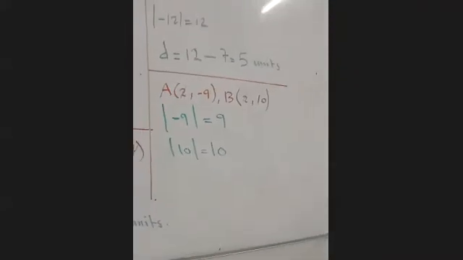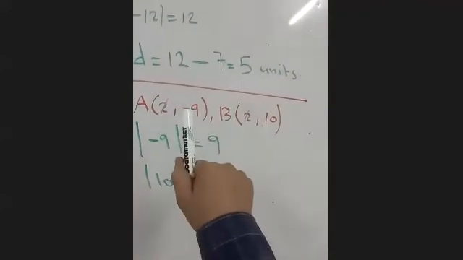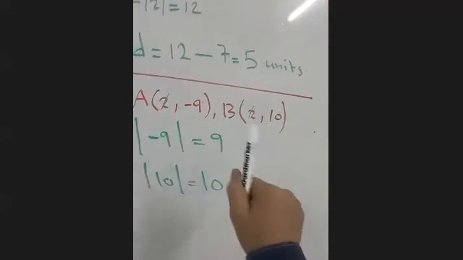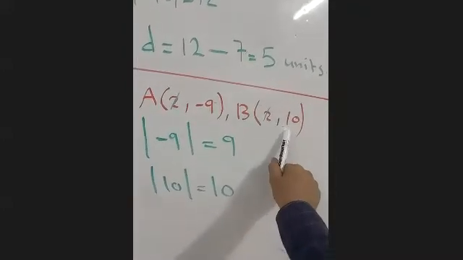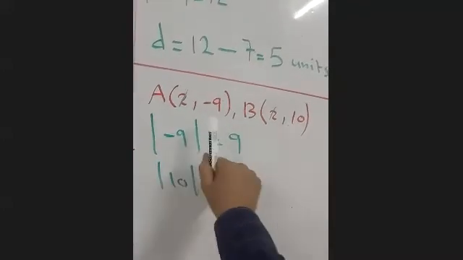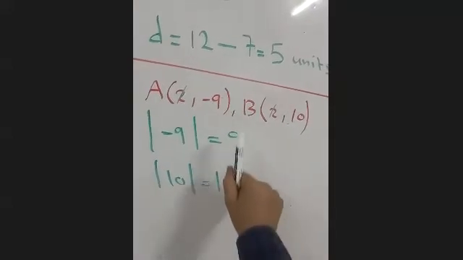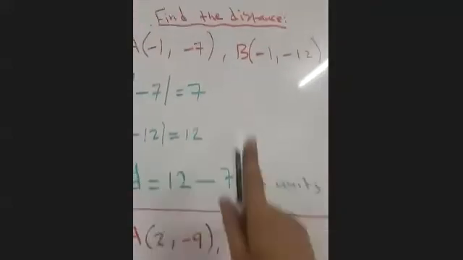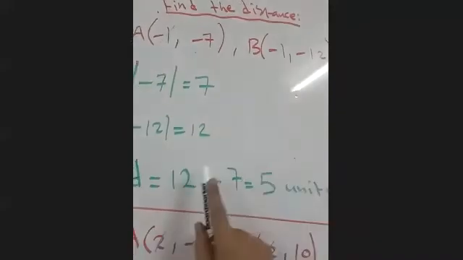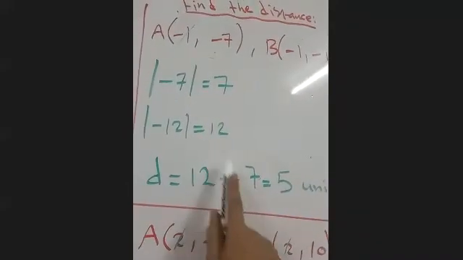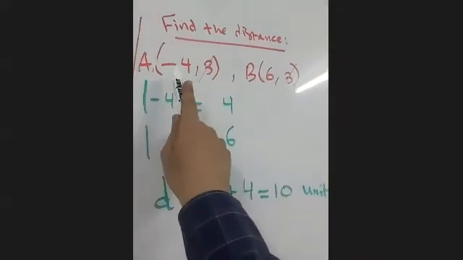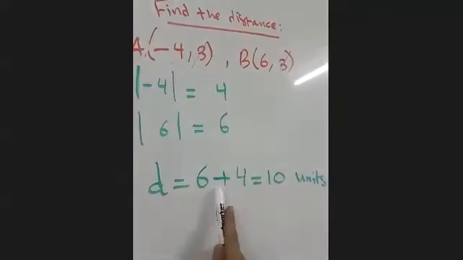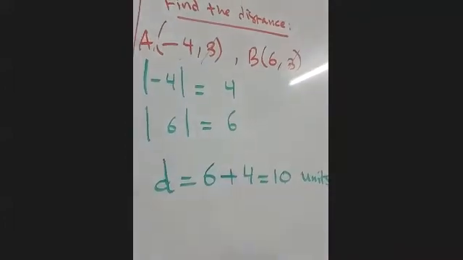Okay, now we take a look at the sign of the different numbers. Here we have negative and here we have positive. If we have different signs, we add the answers of the absolute value. If we have similar signs, we subtract the answers of the absolute value. Look here. Here we have different signs. This is negative and this is positive. We add the answers of the absolute value.